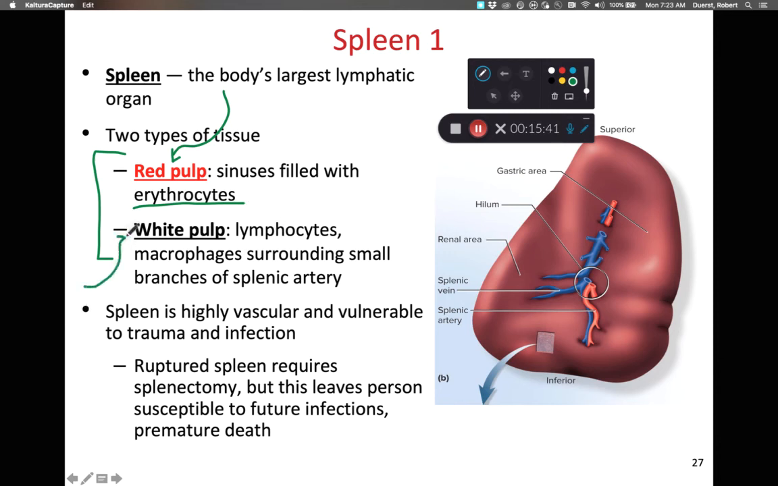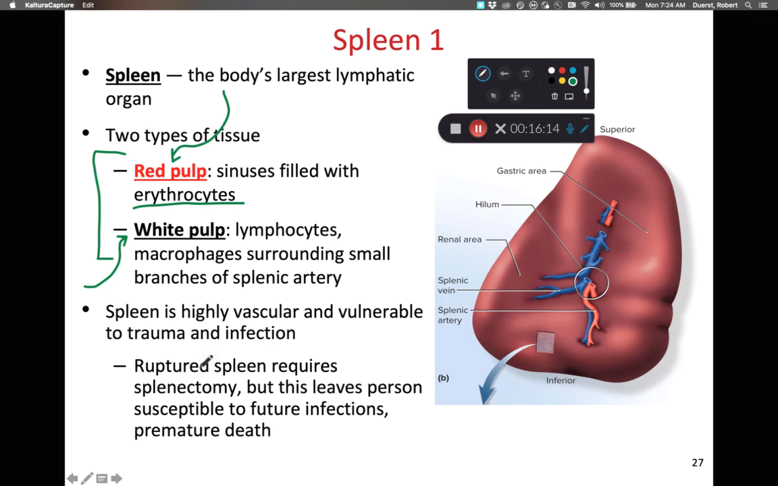The white pulp, which typically stains a lavender or light purple in a photomicrograph, has lots of leukocytes within it, or white blood cells that are being built up and stored in the spleen. So you can think of our spleen as a blood reserve organ. It stores extra blood cells so that if we have some kind of vascular trauma or we're bleeding out, the spleen can dump extra red blood cells into our bodies.